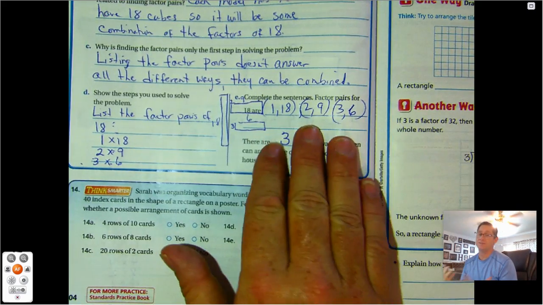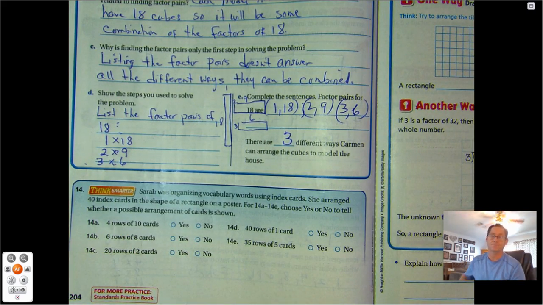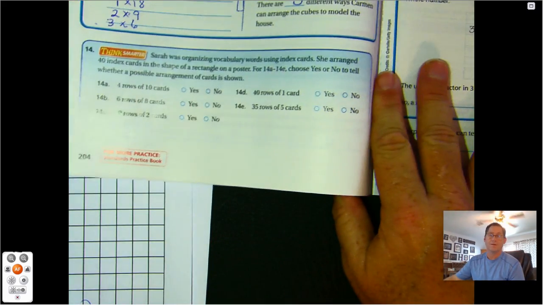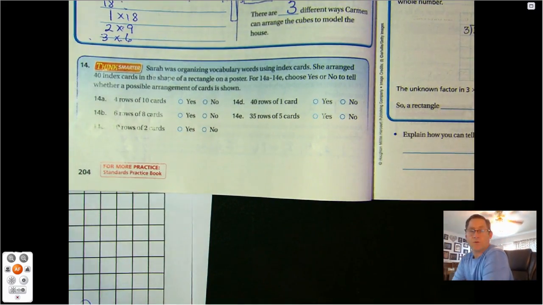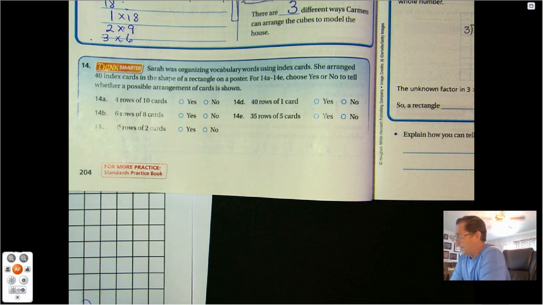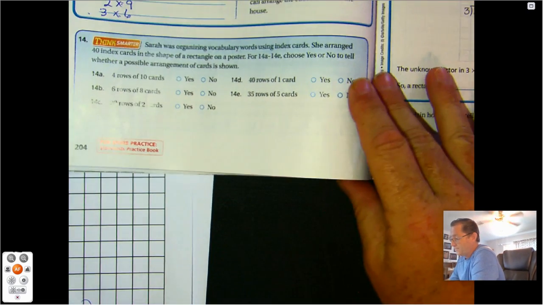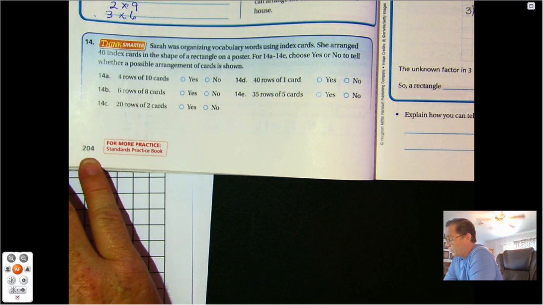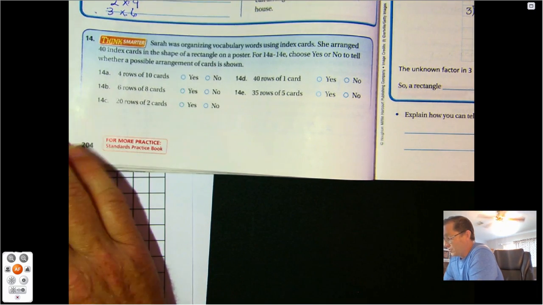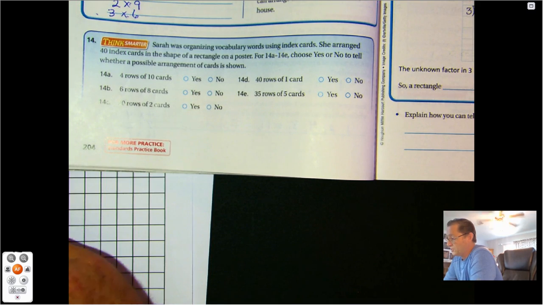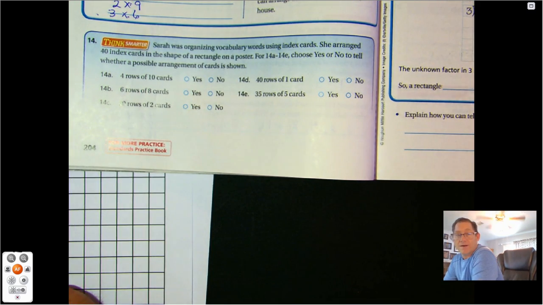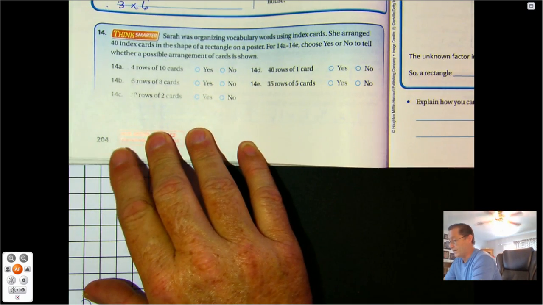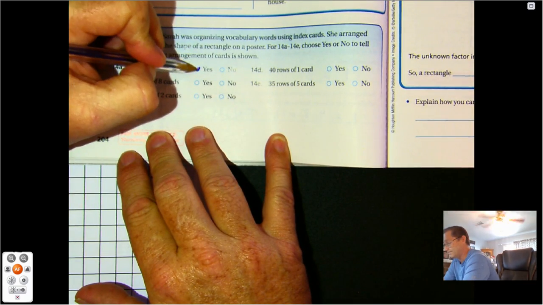All right, 14. Sarah was organizing vocabulary words using index cards. She arranged 40 index cards in the shape of a rectangle on a poster. For 14A through 14E, choose yes or no to tell whether a possible arrangement of cards is shown. So we're looking for factor pairs of 40. Is 4 rows of 10 40? Yes. Is 6 rows of 8 40? No, that's 48, so no. Is 20 rows of 2 40? Yes.